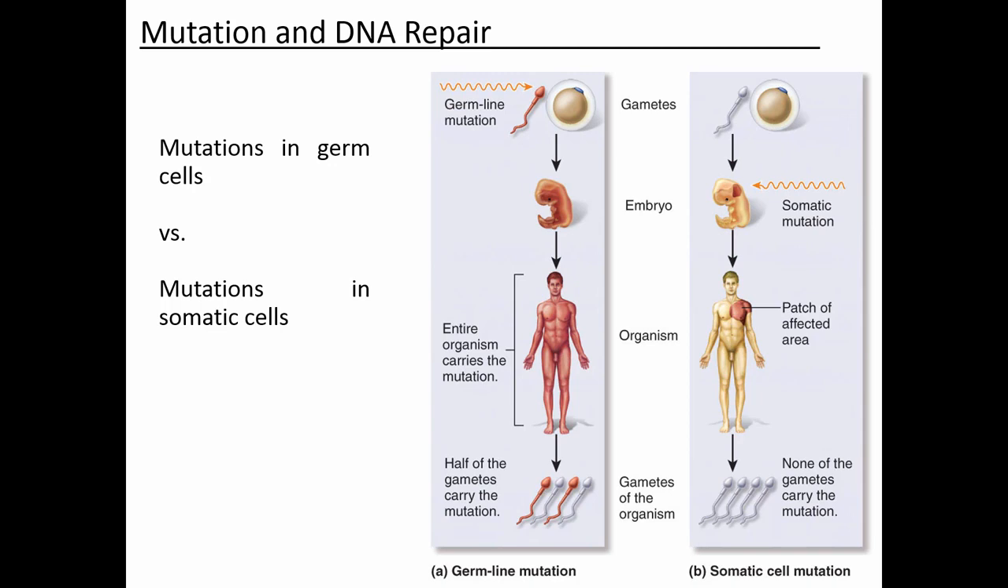That does not mean that they're not important, because mutations in somatic cells can lead to things like cancer. They can also cause other problems within the organism in which they occur, but they're not going to be passed on to the offspring.